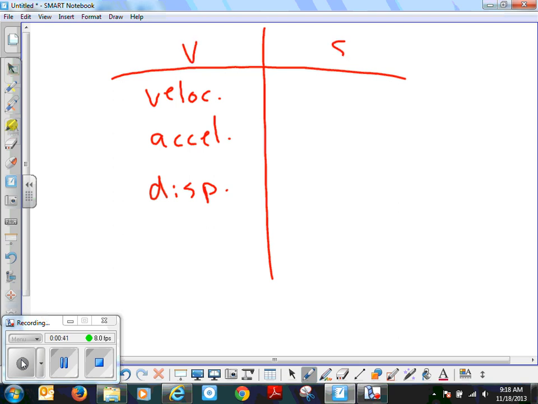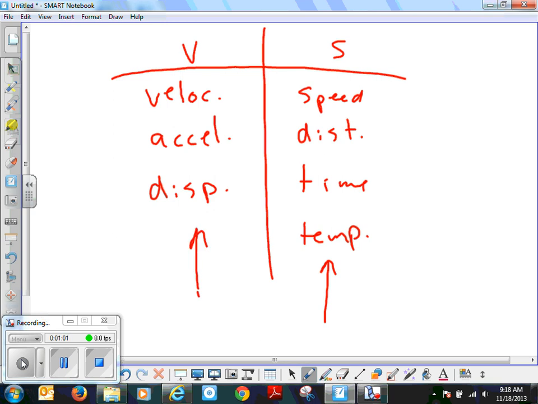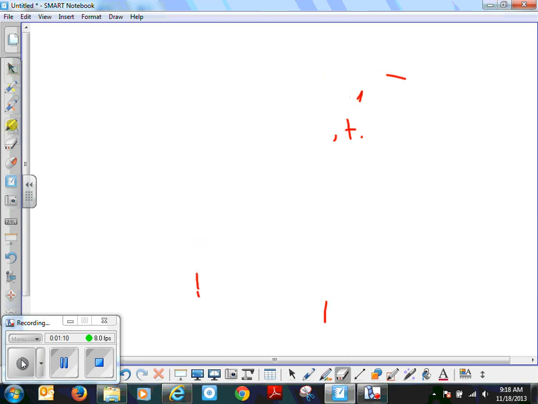So then scalars would be things like speed, distance, time, temperature. One of the easy things is you always know that scalars never have a negative, where vectors can have positives or negatives. Any questions about that? Okay. So let's get easy 4 points or 4 questions right on the test.